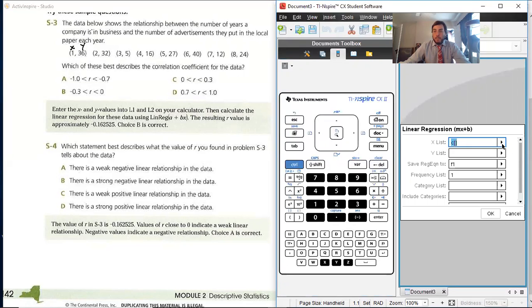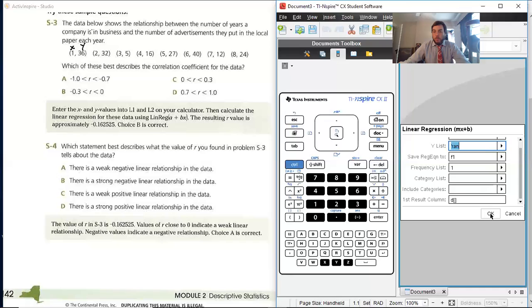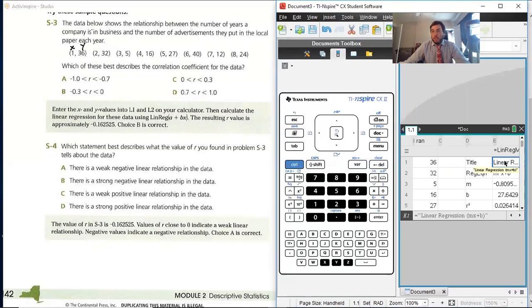Now, our X list, remember our X's, we labeled the domain. The Y list is going to be the range. And then we're going to go through here. So our results will go in D, that's fine. So now we have a look here. This is our linear regression. So we have a slope, which is negative 0.8095. Our y-intercept is 27, but we want to find the correlation coefficient.